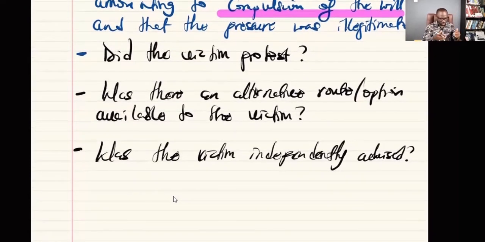So duress renders a contract voidable. It means the contract is valid, only that there is that element of willfulness that is not in it. But unless you can prove that you were forced, the court will still rule in favor of the other party who supposedly, allegedly forced you into signing the contract. So duress makes the contract voidable, meaning the contract is valid but lacks some technical elements to make it enforceable in court at the end of the day.